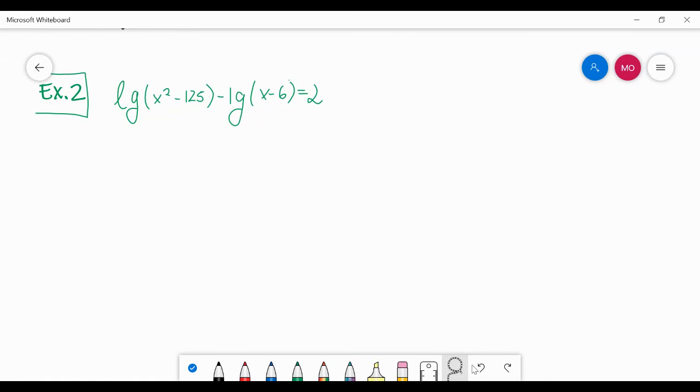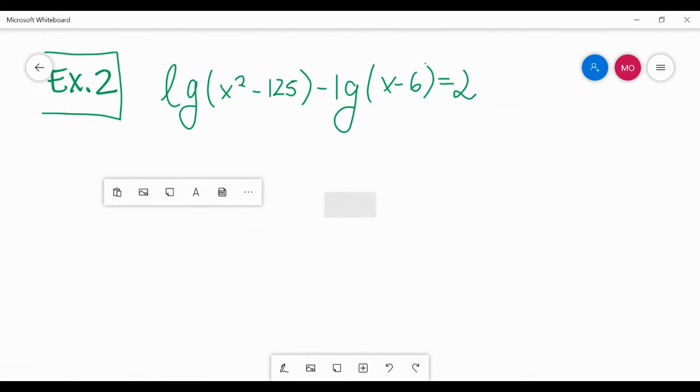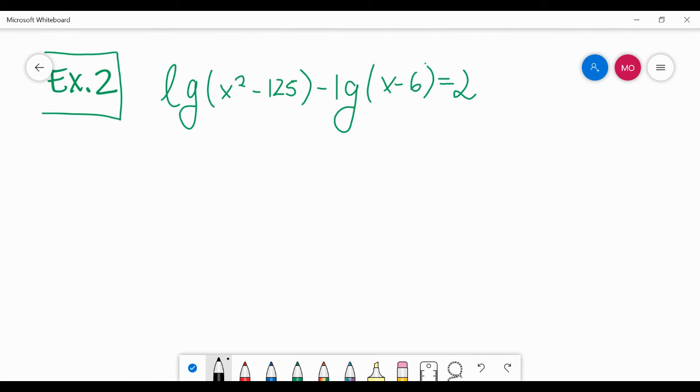Hey everyone. So we solved example 1. Now we're going to be solving example 2 using the product, the quotient, and the power properties, the type of equation that we're going to be dealing with. So let's go ahead and jump right in. Here, just a quick reminder that when you see an LG it means log base 10. So just keep that in mind because we're going to need to change that a little bit later on.